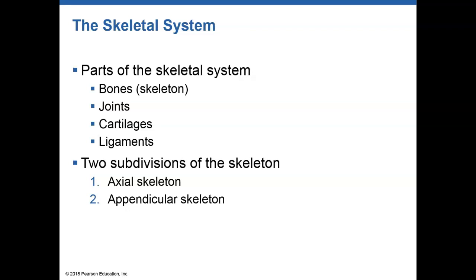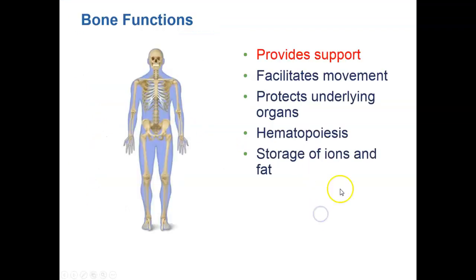And then we have two different subdivisions of the skeletal system. We have the axial region and the appendicular region. When bones come together, they come together at regions called joints. So this is where two bones articulate together.